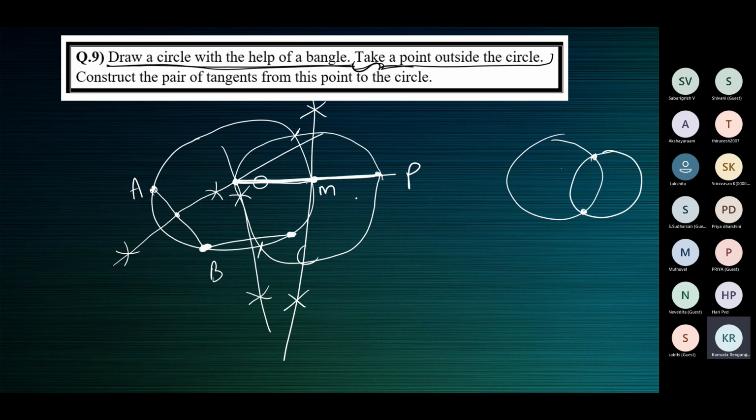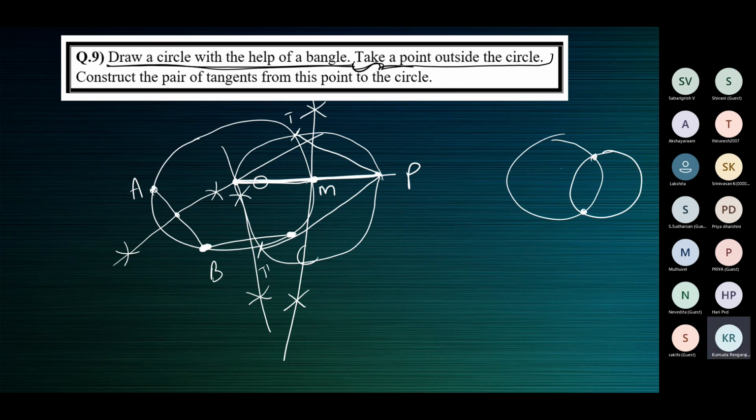Now you can mark these points as T and T dash. Join PT, join PT dash. These are the required tangents to the circle. I'll tell you why the construction works. This one is too clumsy to explain, so I'll show you in a different figure how this construction works.